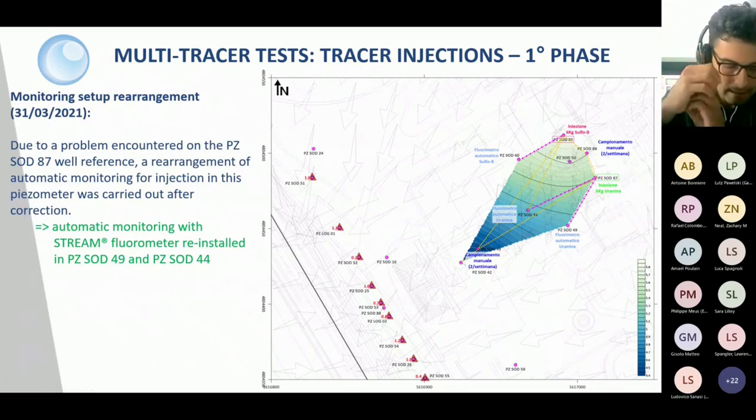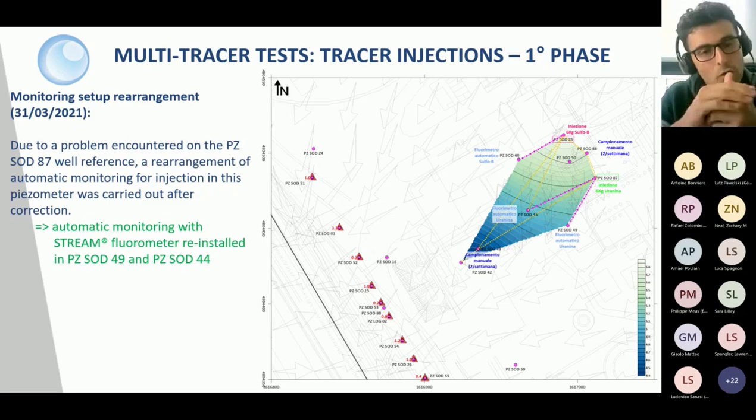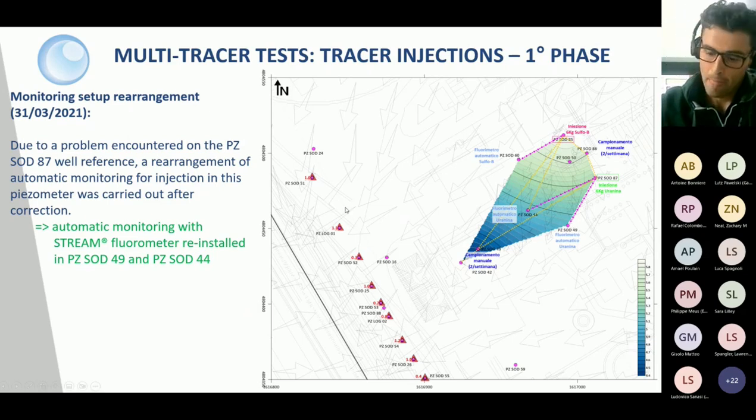Always about the first phase, at the end of March, we carried out a reorganization of the monitoring network due to a problem encountered on the SOD 87 well references, and we moved the fluorometers from SOD 50 to SOD 44. Here in the image we can see the rearrangement of the fluorometers.